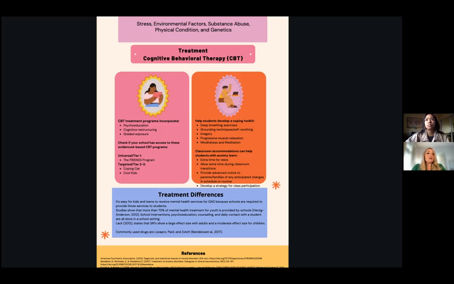School personnel can also support students with generalized anxiety disorder by teaching them coping techniques such as breathing exercises or meditation, and providing classroom accommodations like extra time for test taking and classroom transitions.